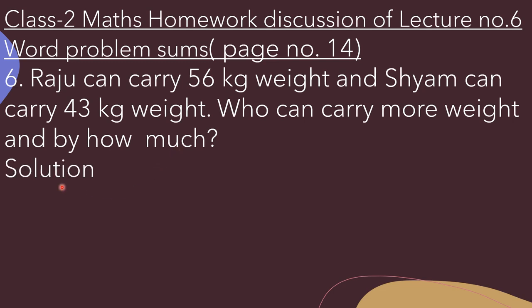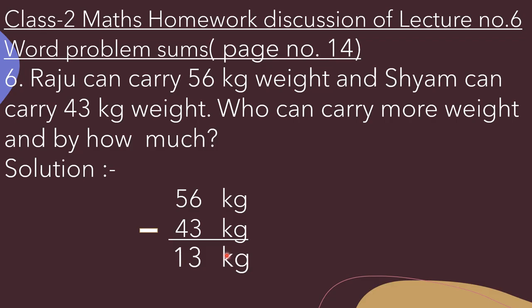So let's start subtraction. First of all, we will write 56 kilograms, and below 56 kilograms we have to write 43 kilograms. Now we have to put sign of minus. Let's start. 6 minus 3, and that is equal to 3. 5 minus 4, that is equal to 1. So here we will write kilograms. Okay, unit. Now what is our answer beta?